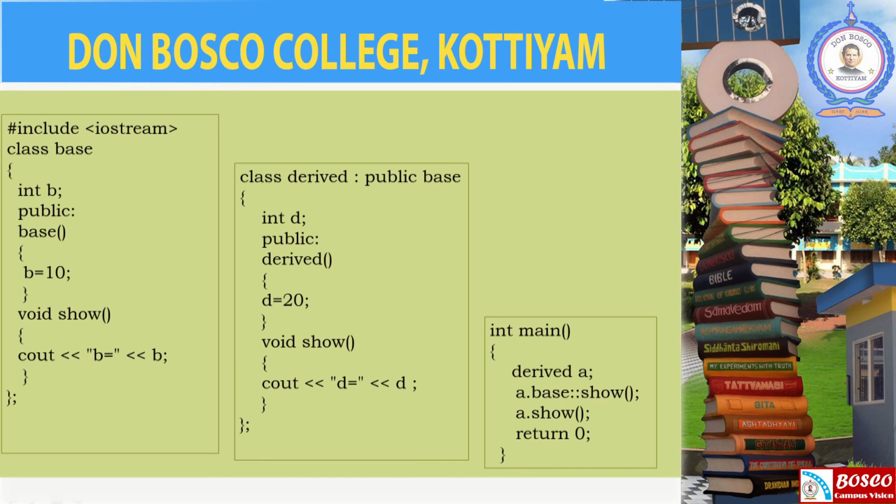That is a dot base scope resolution show off, and that statement will be invoking the function show off in the base class, and the statement a dot show off will be invoking the function show off in the derived class. So there will be no ambiguity generated, and the program will become executed.